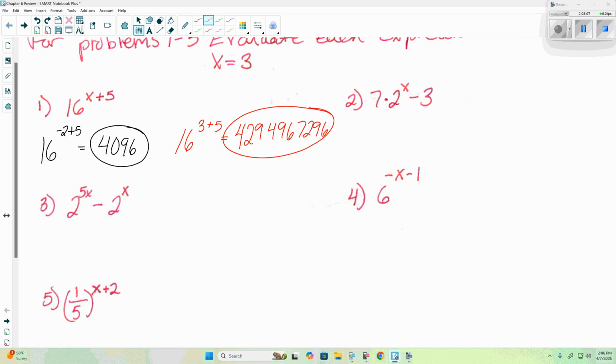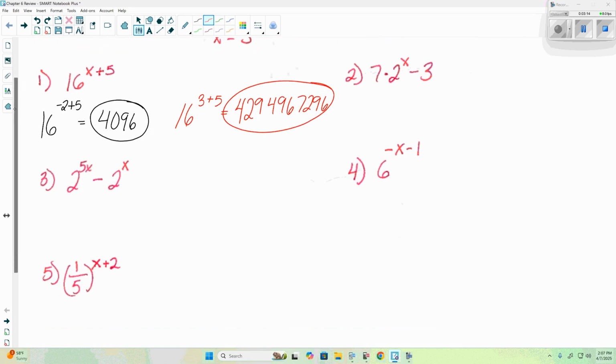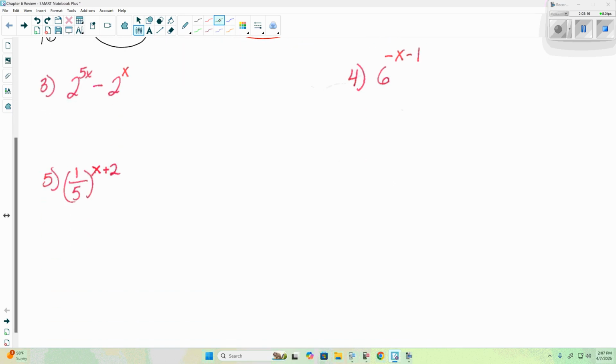We can look at one more. 2, 3, 4, 5. Which other one do y'all want to look at? 3. 2 to the 5x minus 2 to the x. Well, the first value of x is what? -2. So we have 2 to the 5 times -2 minus 2 to the -2. So we plug -2 in for x. Questions on this so far?